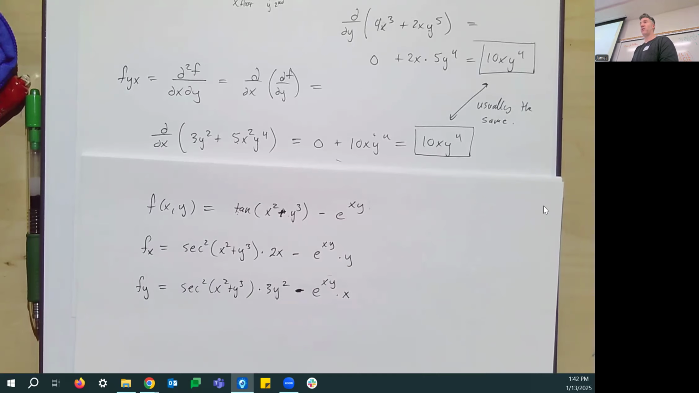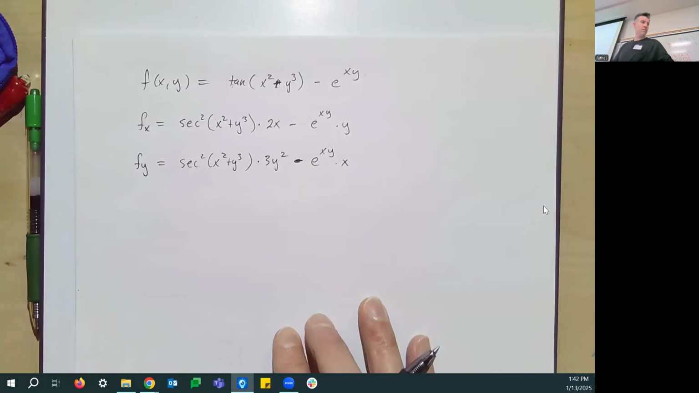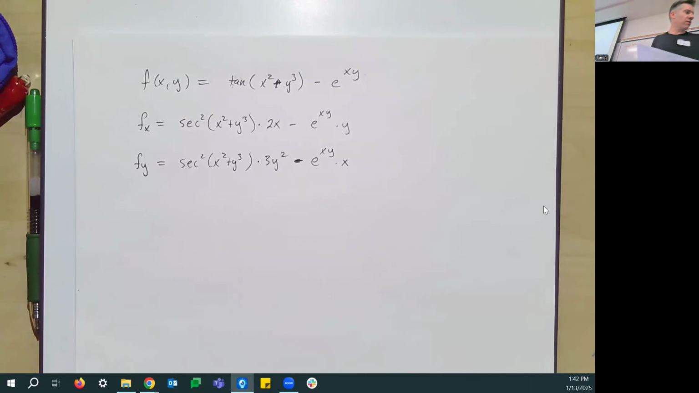And then the second partial will start to get really messy. In fact, maybe messier than I want to deal with. But we'll take a look. Okay. Papers all over the place here. So let's start looking at second partials.